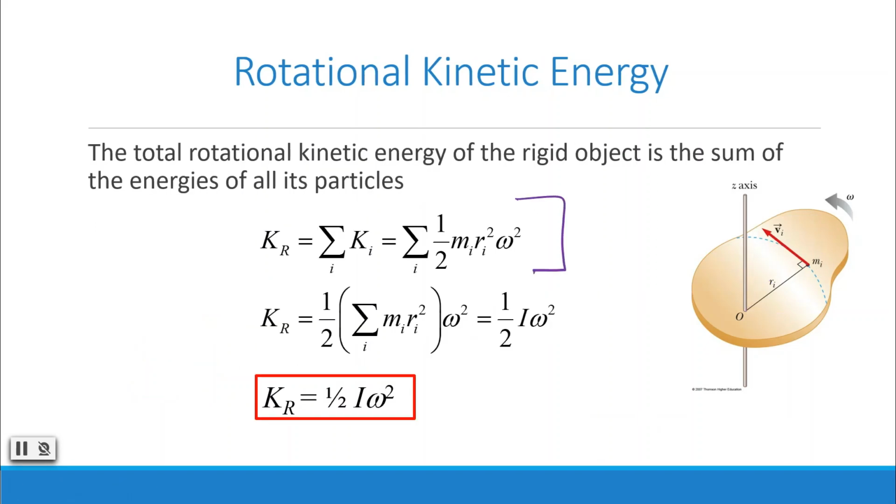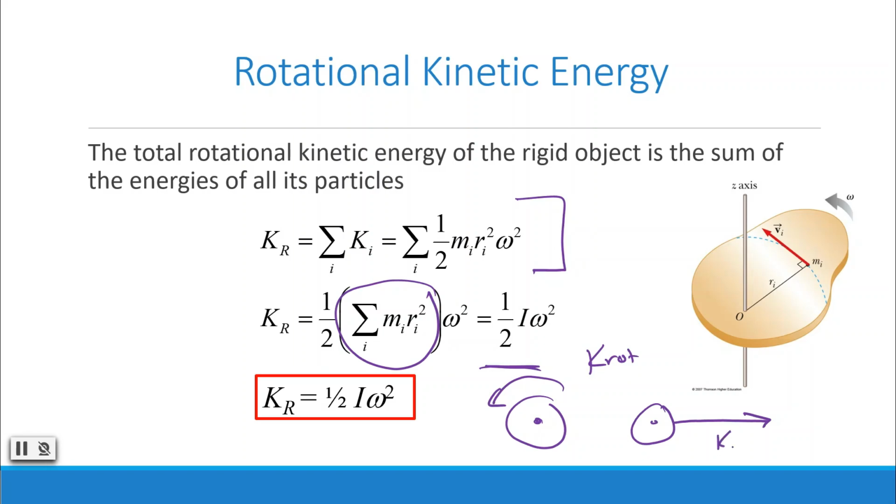So if you add up all of those individual point masses and you rearrange and get that sum of all the little m_i r_i squared, we can then replace that with the total inertia I of the object, and our rotational kinetic energy is 1/2 I omega squared. Now, if an object is just rotating, it has rotational kinetic energy.